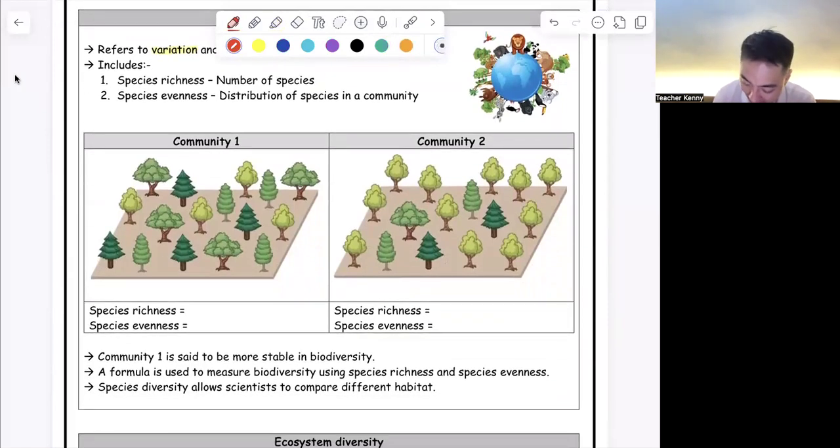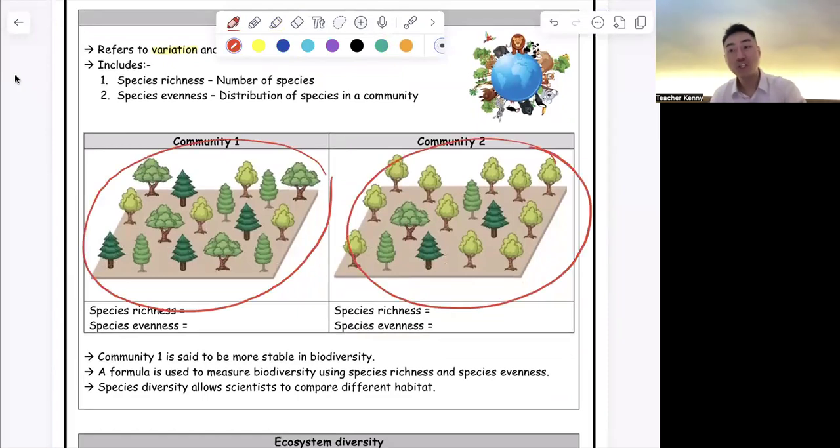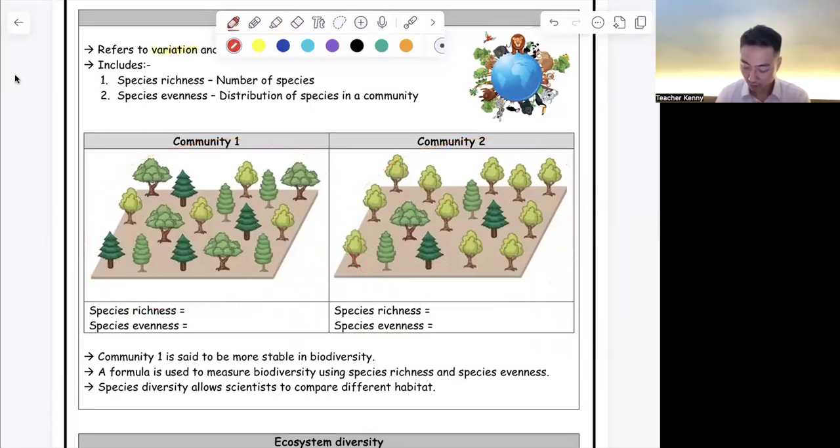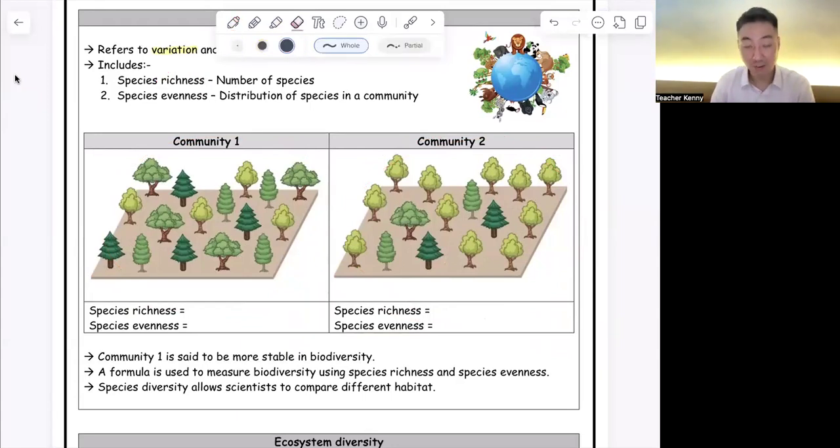Okay, let's look one by one. Let's see over here. Look at community 1 and community 2. Which of these would you consider as more biodiverse? If you were to give a choice, which one would you say is more biodiverse? Why? Don't they both have the same species richness? Okay, what do you mean by that?